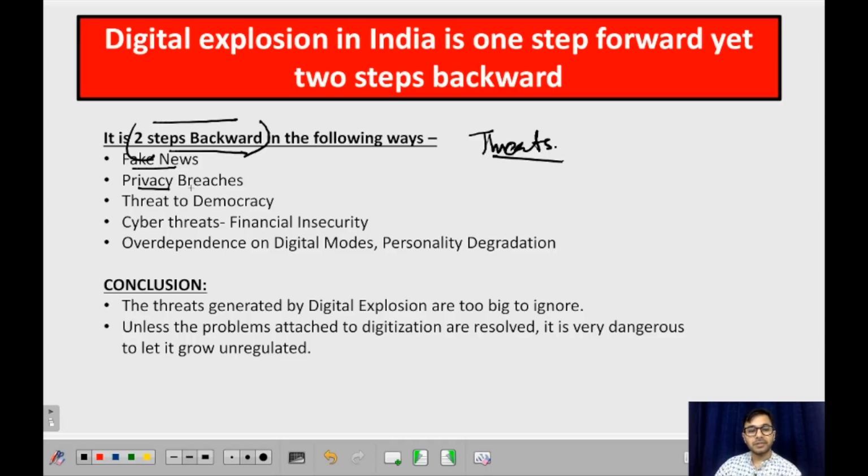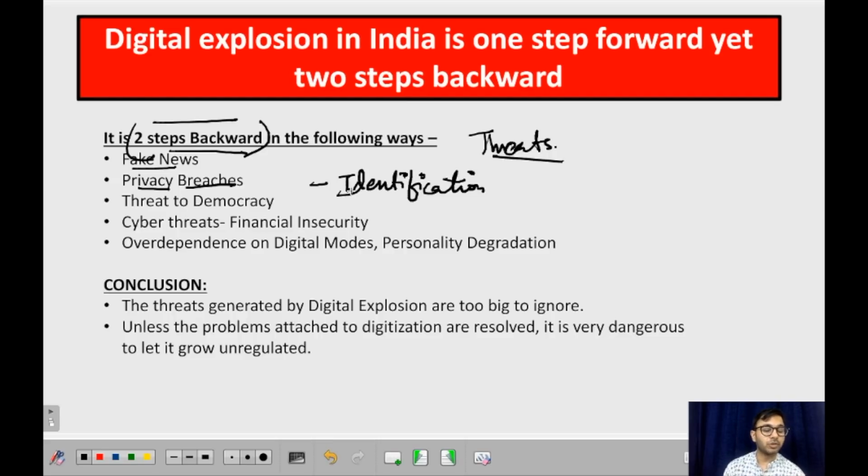The next one is privacy breaches. Beyond a level, digitization has also brought this issue of privacy, because now your phone number, your identification, your privacy, your personal talks or personal messages, photographs, everything is available with the telecom companies, and they can market it and use it for cross selling or for various other purposes.